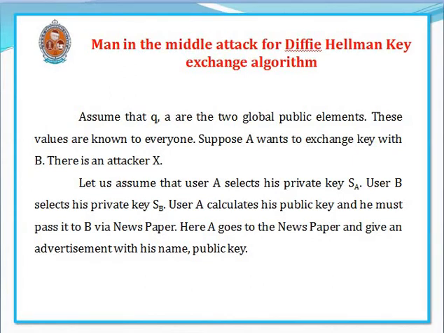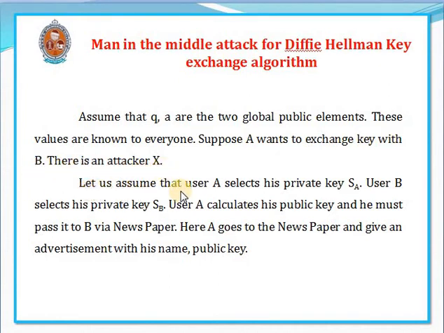Now there is a problem with the Diffie-Hellman key exchange algorithm, and it suffers from the man in the middle attack. The man in the middle attack proceeds in the following way. Assume that q and a are two global public elements. These values are known to everyone, user A, user B, and also the intruder X. Suppose user A wants to exchange the key with user B. There is also an attacker or intruder X.